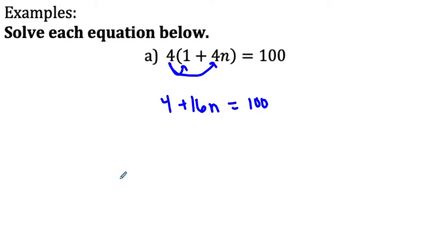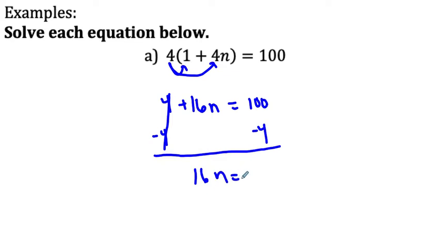Now we are left with a problem that looks exactly like the ones we did yesterday. So we're going to take this 4 and move it over. So this is a positive 4, so we will do the opposite and subtract 4. Remember, we're always looking at the sign in front of our number. That's because this right here is a positive 4. It has nothing to do with this being a positive. Okay, so keep going. 4 minus 4 is 0. So I'm going to bring down 16n equals 100 minus 4 is 96.